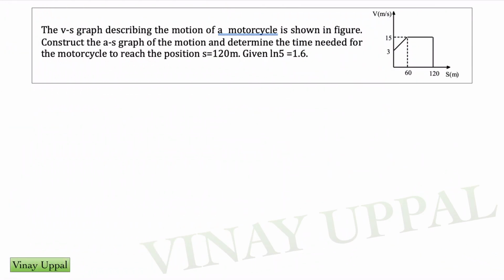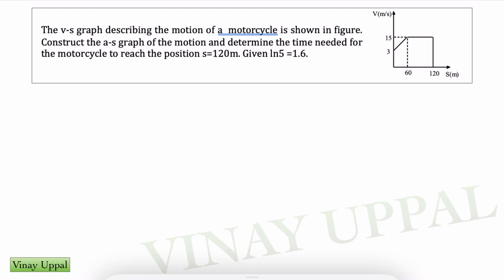Let's do another question. Here I have a velocity-displacement graph describing the motion of a motorcycle, v versus displacement. The question asks us to plot the acceleration versus displacement graph of the motion and determine the time needed for the motorcycle to reach the position 120 meters. We've been given the value of ln 5.